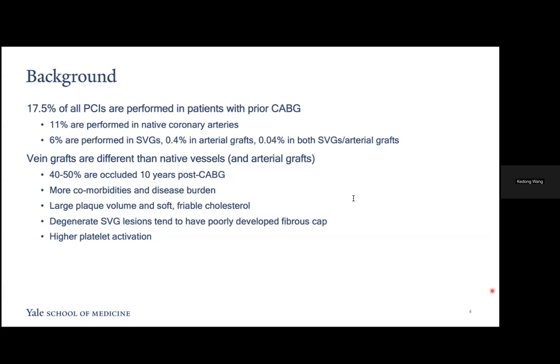And these degenerate SVG lesions tend to have poorly developed fibrous caps, and I'll show you a histological slide in a little bit. And then earlier, older trials have shown, in both in vivo and in vitro studies, higher levels of platelet activation in vein grafts compared to arterial grafts or native vessels.